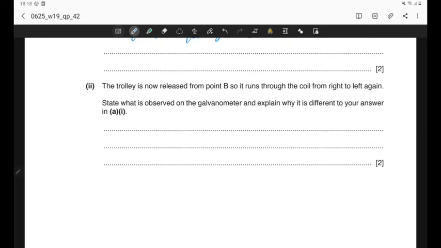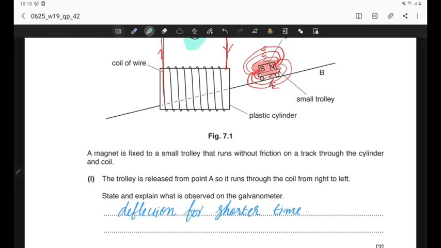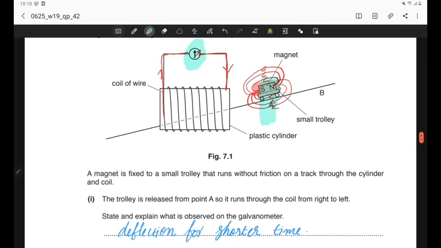Part 2. The trolley is now released from point B. So it runs through the coil from right to left again. State what is observed on the galvanometer and explain why it is different to your answer in A. So initially the trolley was kept at A, and when it was released, we have seen there will be a small current passing through the coil, so that there will be a deflection in the galvanometer. But if the initial position of the magnet is B, in the second trial, what can you observe? Will it be the same or not?